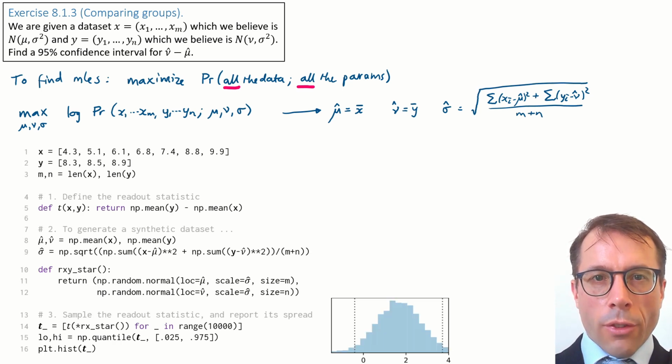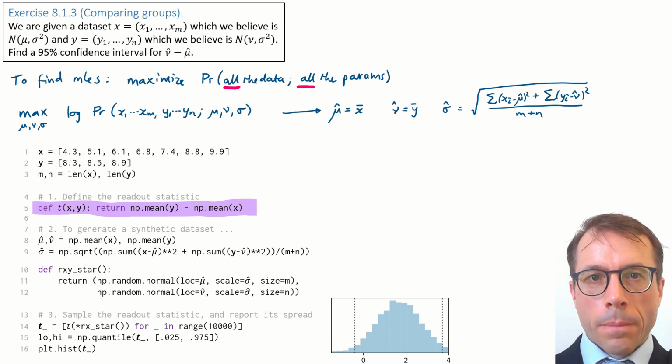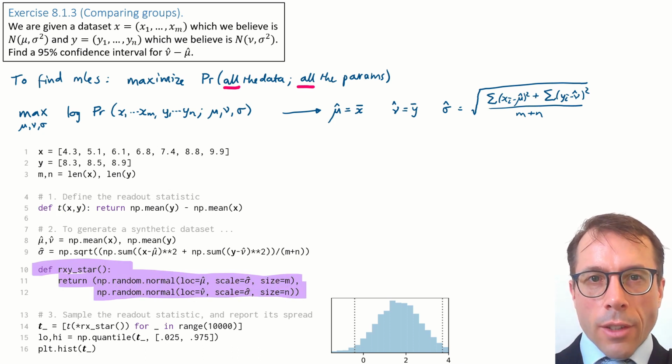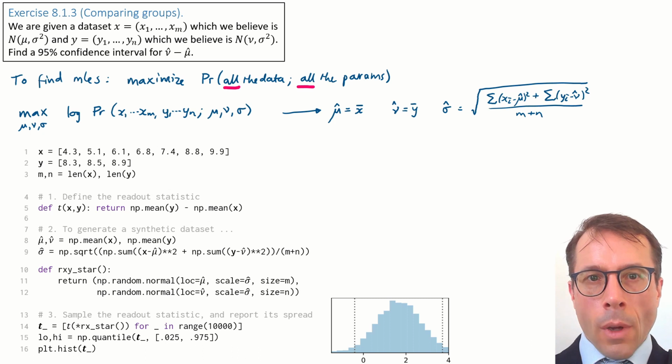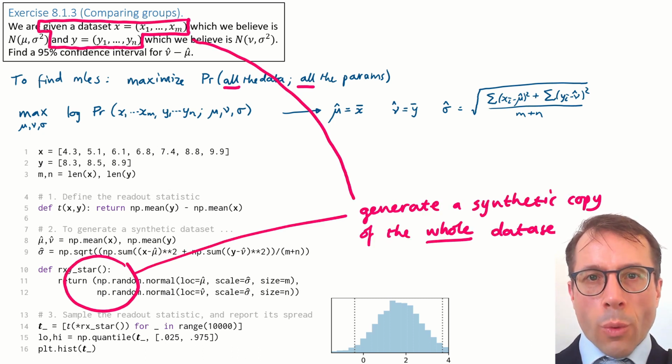It's exactly the same three steps as before. First, define the readout statistic on line 5. This just implements the readout statistic that the question asked us to evaluate. Next, define a synthetic dataset generator, lines 10 to 12. Next, sample the readout statistic and plot a histogram if you like and find a 95% confidence interval as the question asks us to do. The only thing worth dwelling on here is the synthetic dataset generation. As always, when I say dataset, I mean all the data that we are given. Here we're given two collections of readings, X and Y, and so when we generate a synthetic dataset, we have to generate two collections of readings.